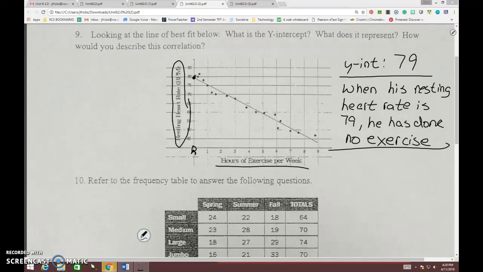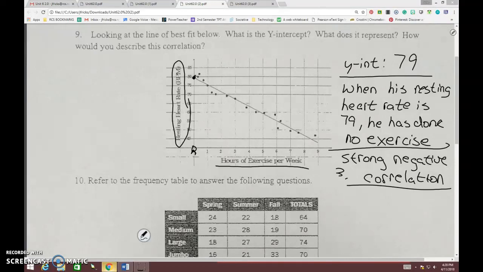Alright, correlation here. Just describing the correlation. All the dots are really close to the line of best fit. So that means this is a strong, and it's going down, so it'd be strong negative correlation. So 3 parts here that we had to answer. Got all 3 parts answered. Part 3 here, part 2 here, and part 1 there. So make sure you know how to identify all 3 parts of the question.